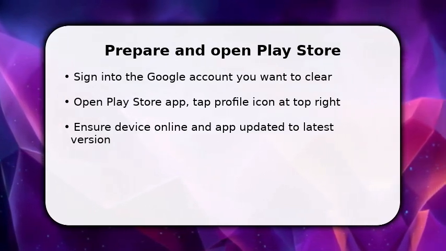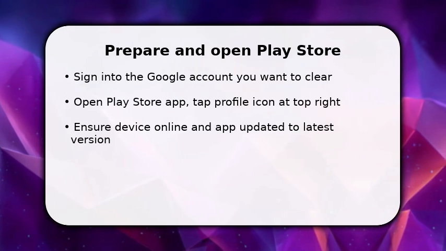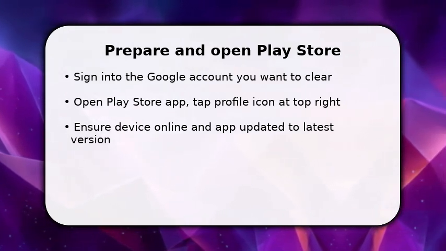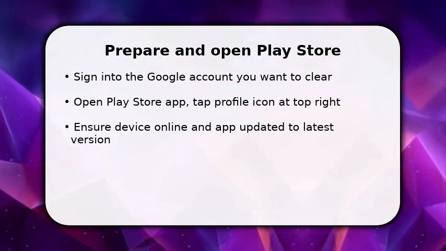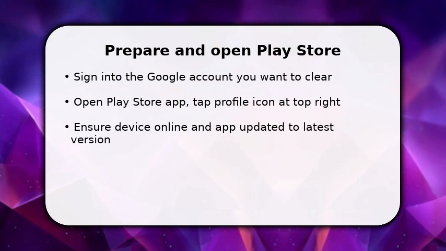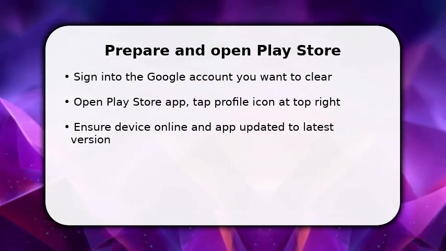Make sure your device is online and the Play Store app is updated, because older versions hide key settings. Now tap Manage Apps and Device to continue. This is where activity and preferences live, so you're ready for the next set of actions.